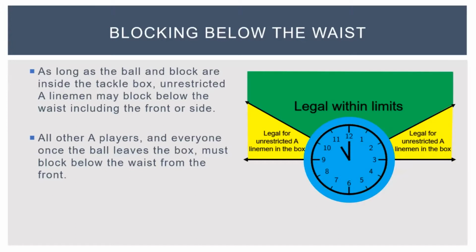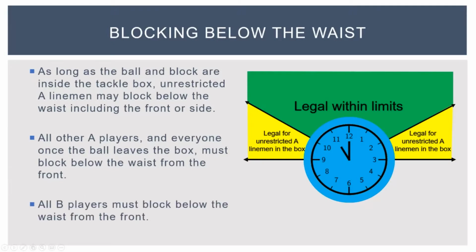Additionally, all other A players, and everybody on the field once the ball leaves the box, have to block below the waist from the front. If you look at the clock face region here on the screen, when we talk about the side, we're really talking about 9 o'clock to 10 o'clock and 2 o'clock to 3 o'clock. But the rule book states pretty clearly that a block from the front is 10 to 2. So everybody's going to be fine within the other limits in the rule that we're going to talk about as we go. All B players have to block below the waist from the front.